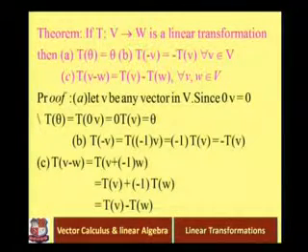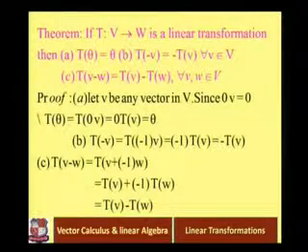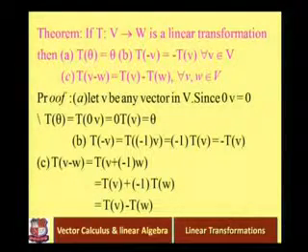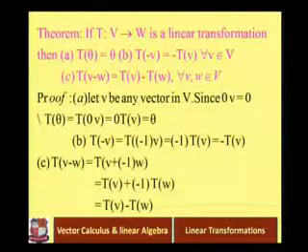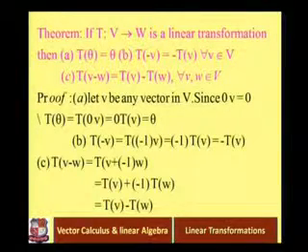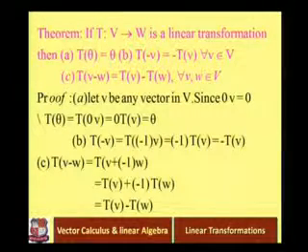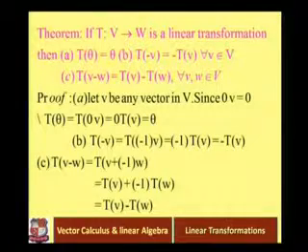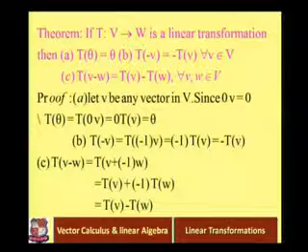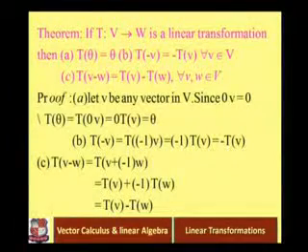Similarly we prove the second one, T of minus v is equal to minus T of v. How do we prove it? Let's see. T of minus v, we can write minus v as minus 1 into v. It's quite simple. Again, T of k into v is equal to k into T of v, the second property of the definition of linear transformation. So minus 1 comes outside: minus 1 into T of v, which is equal to minus T of v.